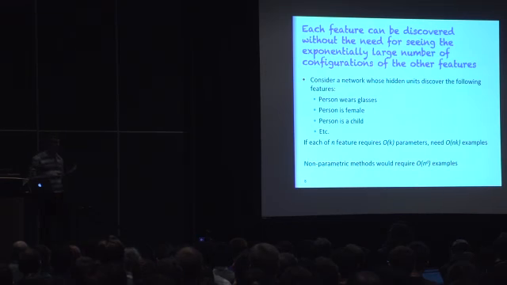And so the number of parameters you actually need to learn all of these features grows linearly with the number of features. It doesn't grow exponentially as you would if you wanted to tile the space of all the configurations of these features. If you were to learn this with the classical non-parametric method, you would need to see examples for all of the configurations. Someone wears or doesn't wear glasses, someone is female or male, someone is a child or not, and so on, right? And the number of examples you would need would grow exponentially.